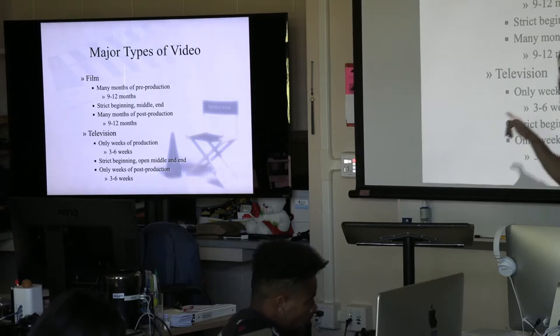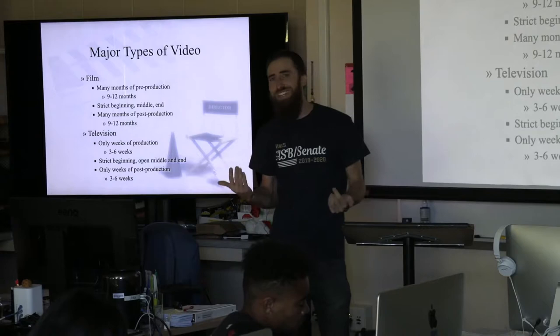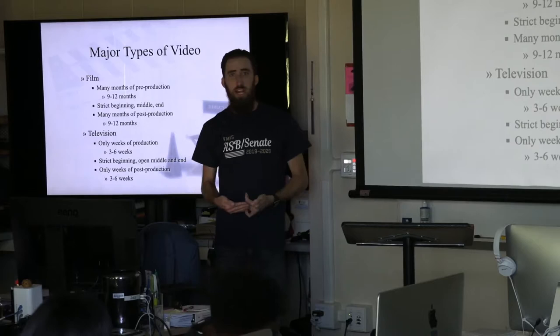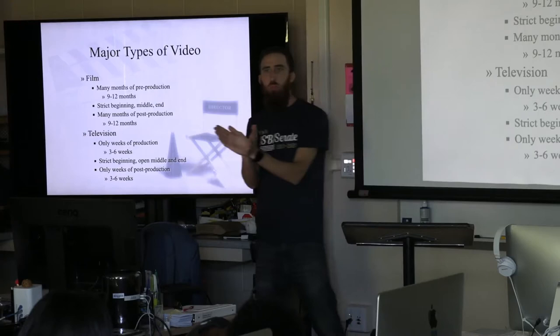Because if you're going to do 10 episodes, there's only 52 weeks in a year. The most you can have is 3 to 5 weeks of pre-production for each episode, if you're going to do 10 episodes. If there's 20 episodes in a series, you have less time to really write it and make sure it's good. Okay? They have a strict beginning, but they have an open middle and an open end because they're open to changing things depending on where their characters want to go and what they want to do.